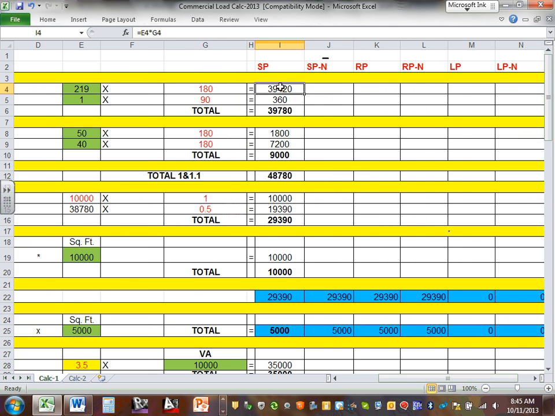Any question, guys, about calculating the receptacles? The receptacles in a commercial building are calculated at 180 volt amp per square foot.